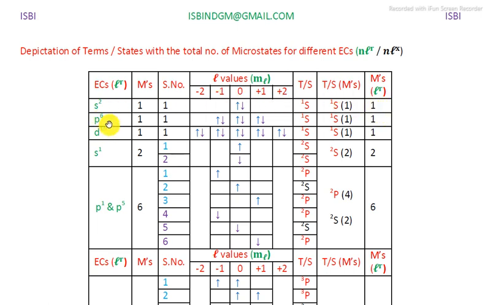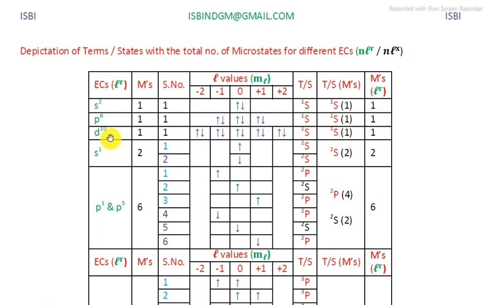Let us go for p6. Number of microstates possible 1. Here 3 orbitals are taken, and all these 3 orbitals are completely filled. Capital L value 0, S term, total spin multiplicity 1. Term or state 1S, number of microstates 1, total number of microstates 1 for this electronic configuration p6.